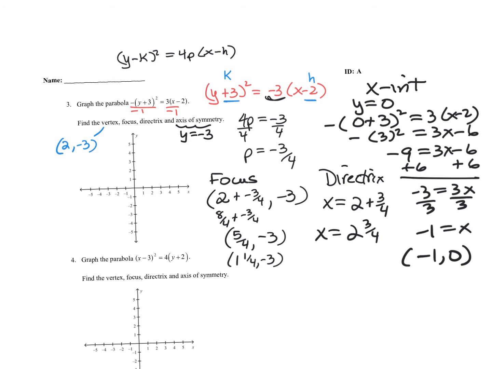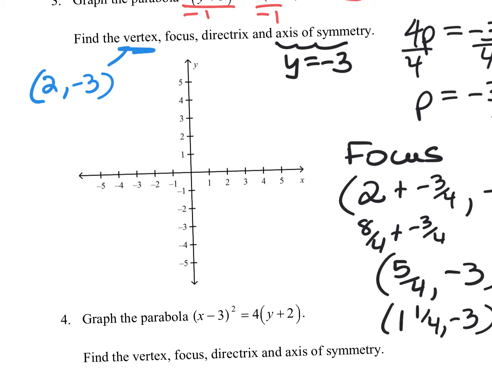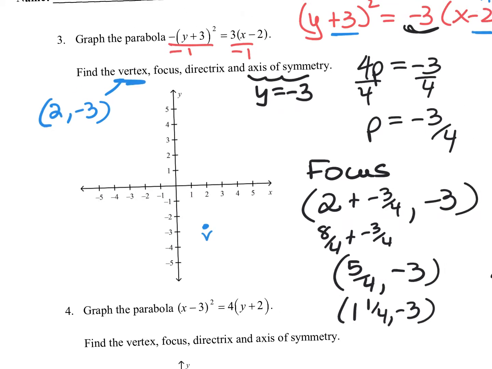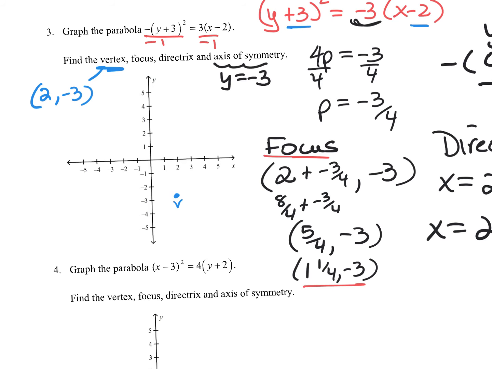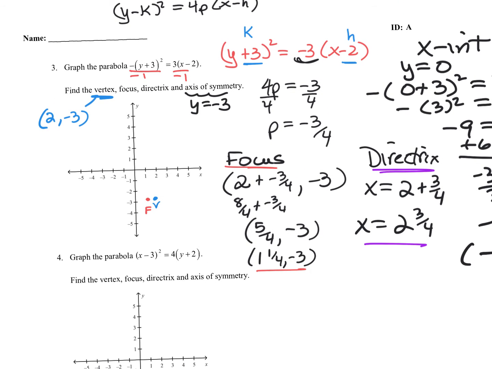Okay, so let's graph all of this now. So I'm going to graph the vertex in blue. So it's positive 2, negative 3. That's your vertex. I'll go ahead and graph the focus in red. So it's the ordered pair (1 1/4, -3). So right here will be the focus. Then I have to put in the directrix. I'll do this in purple. So it's at x equals 2 3/4. So right here.